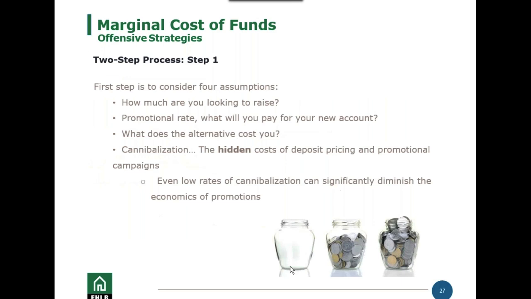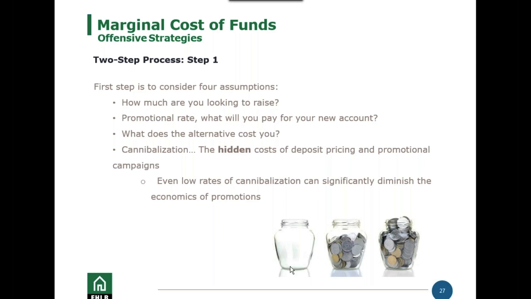Slide 27, please. I talked early on about what to contemplate, what your assumptions are. So your first step is to consider four assumptions. How much are you looking to raise? In this case, it's $10 million. What's our promotional rate? What are we willing to pay for that new account? In this case, it's 130 for a one-year CD.